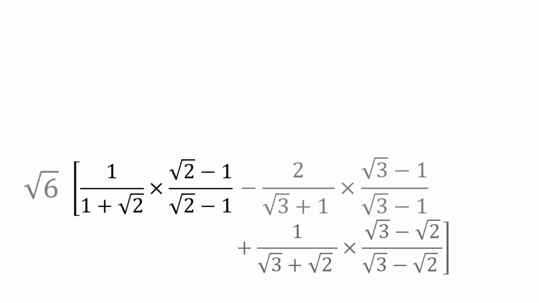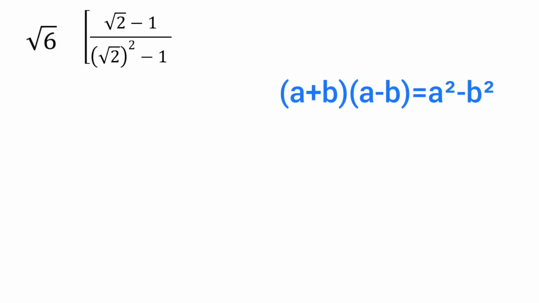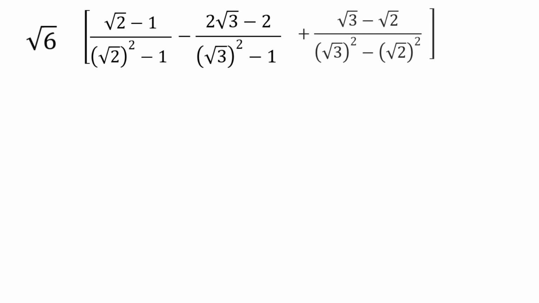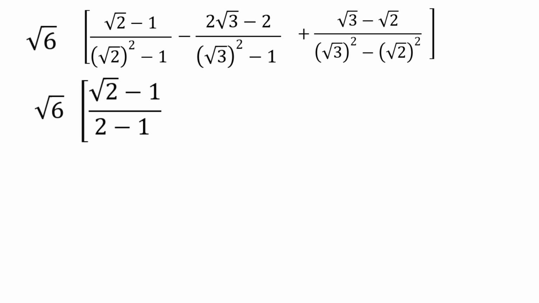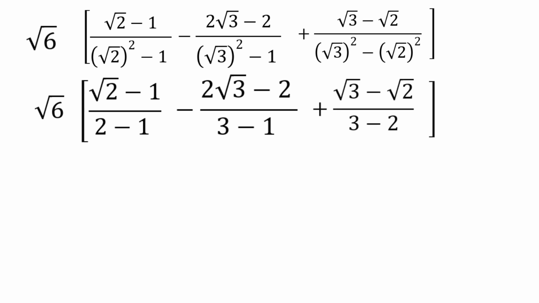Then we have √6 times [(√2−1)/((√2)²−1), that is in the form (a+b)(a−b) which is equal to a²−b². Then in the second term we have (2√3−2)/((√3)²−1), plus in the third term we have (√3−√2)/((√3)²−(√2)²)]. Then in the next step we have √6 times [(√2−1)/(2−1) − 2(√3−1)/(3−1), which is equal to 2, plus at last (√3−√2)/(3−2)].